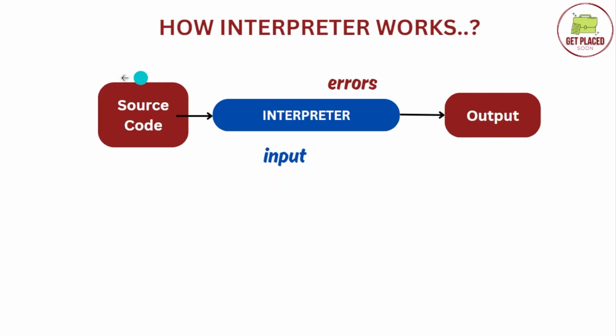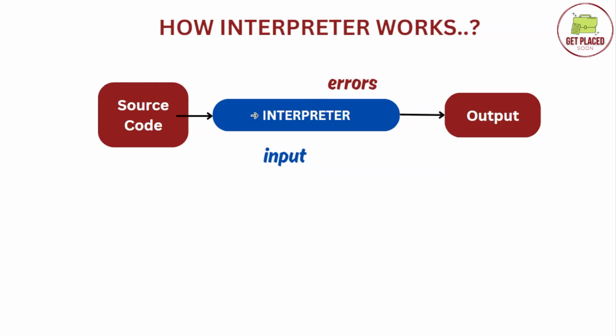So when a programmer writes a source code in any of the languages like Python, Ruby, the source code is sent to the interpreter. Now I'll tell you how interpreter works. For example, imagine the source code is of 20 lines. It will take the first line and translate the first line into machine level code. It executes the machine level code.